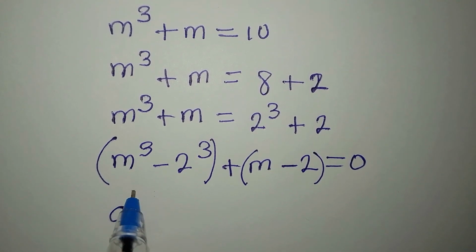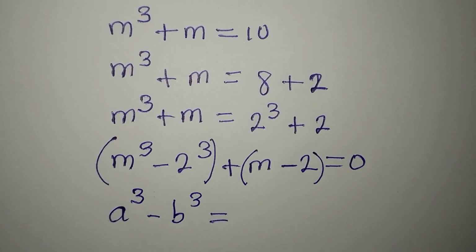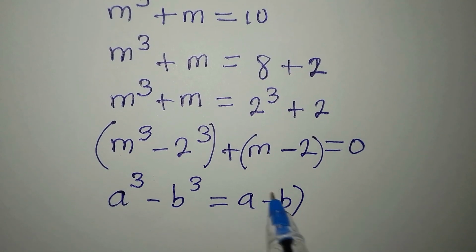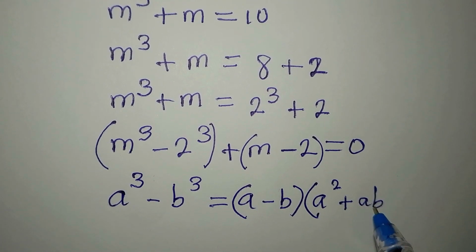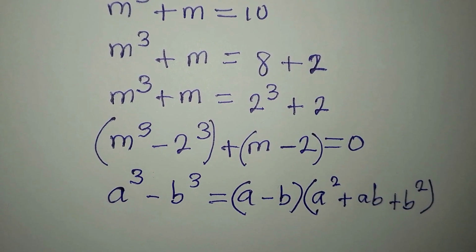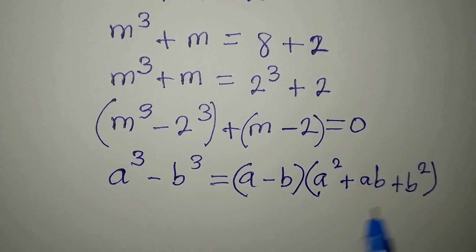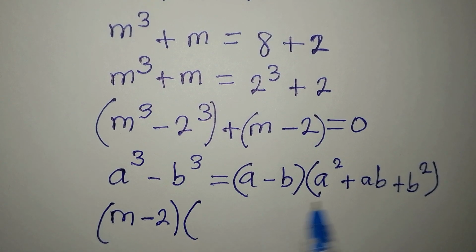But if you have a to the power of 3 minus b to the power of 3, this is called the difference of two cubes. So from here, we will be having a minus b into a squared plus ab plus b squared. Okay, so this is what we have. And we'll be applying this, writing this in this form. So a minus b becomes m minus 2. We'll lock this, then open brackets for this.